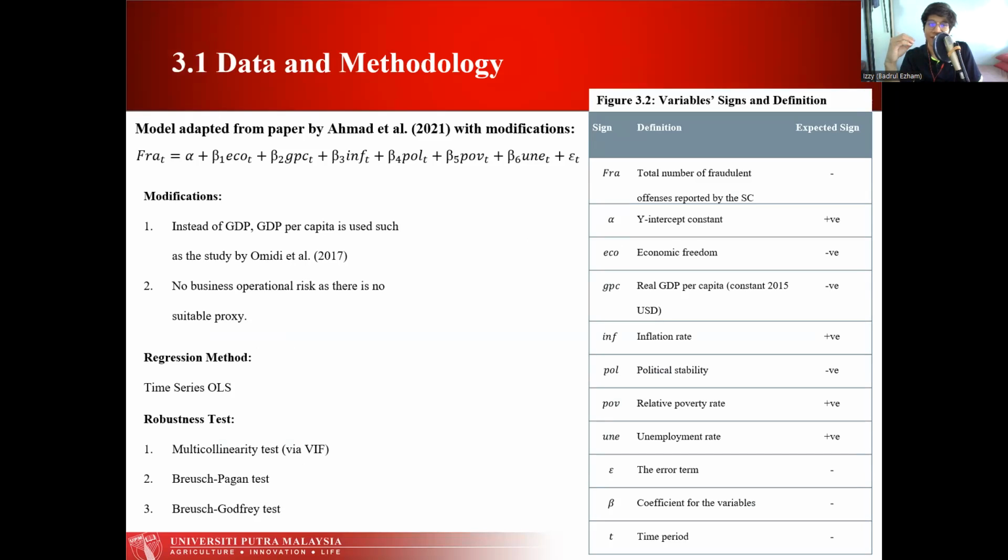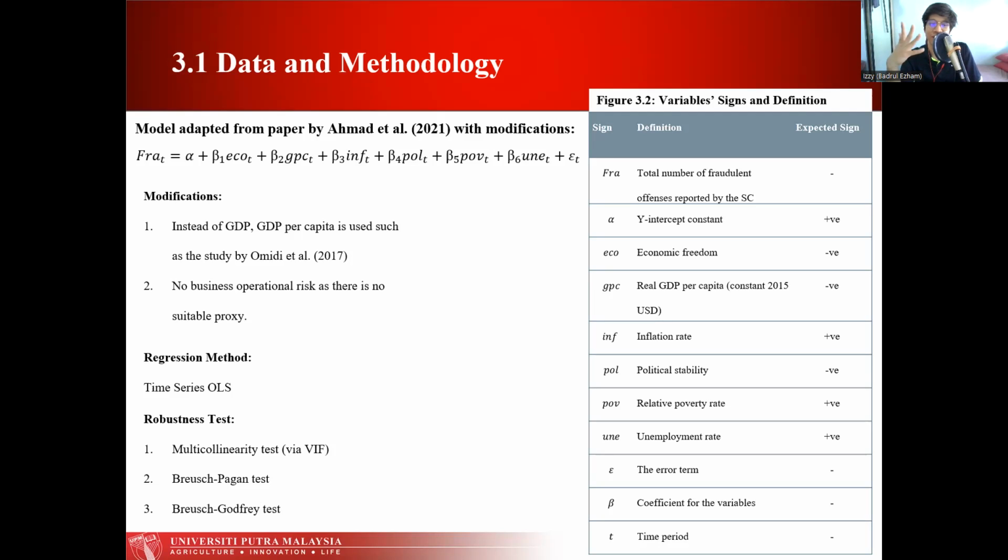From the top left, you can see the model adapted from Ahmad, with some modifications. Instead of using GDP, I use GDP per capita to reflect an average person's wealth in Malaysia, and this is used by Omidi. The original model has business operational risk. However, I could not find a good proxy to represent Malaysia's business operational risk, so I left that one out.